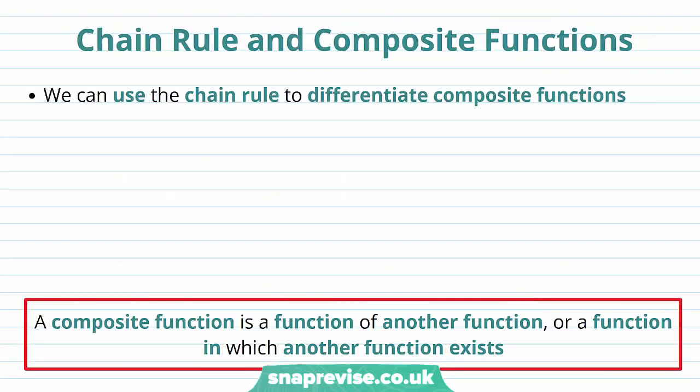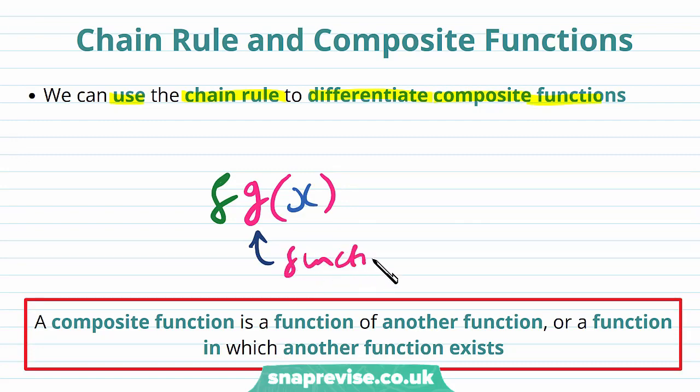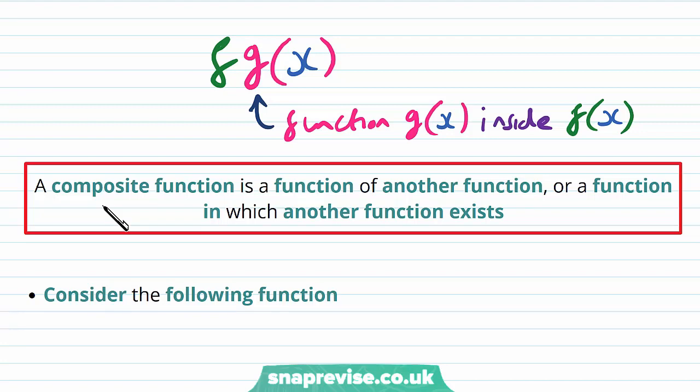So what exactly is the chain rule and how can we apply it to composite functions? We can use the chain rule to differentiate composite functions, a function of the form f of g of x. In particular, the function g of x is inside the function f of x. And so, as we've seen before in algebra and functions, a composite function is a function of another function, or a function in which another function exists.